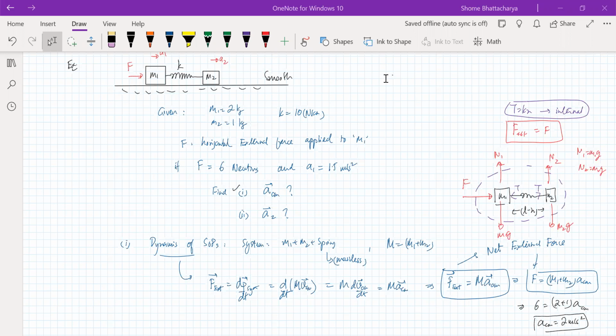Whereas how much is the net force on M2? Tension. So another thing you will see is that if you write the individual equations for M1 and M2 now, the sum of those two equations will always give you the equation for the system. So this F that we have got now, that is M1 plus M2 into ACM. Net force on M1 is F minus T, and that is M1A1. And net force on M2 is T, and that is M2A2. So if you relate these two equations, you'll also get the equation for the acceleration of center of mass.